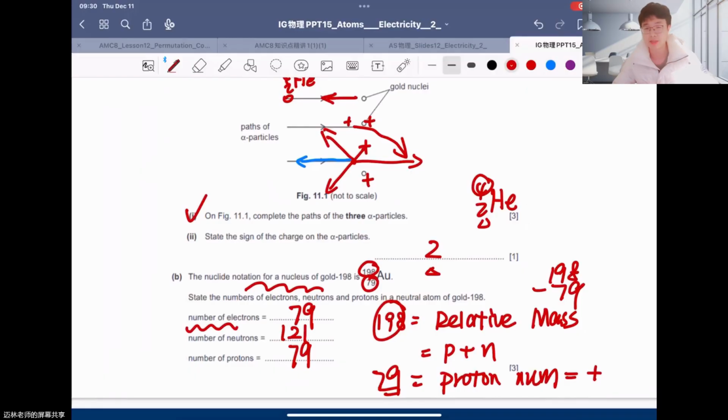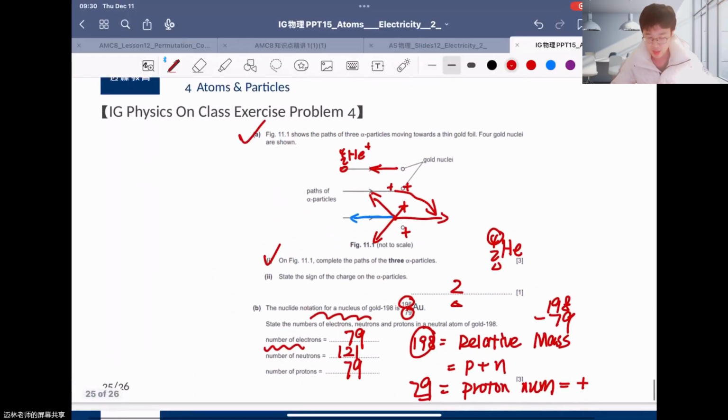Okay, so this is for this question. I think it's not very difficult for you. So please remember to use the electricity knowledge and try to find the paths, whether it deflects or goes through.